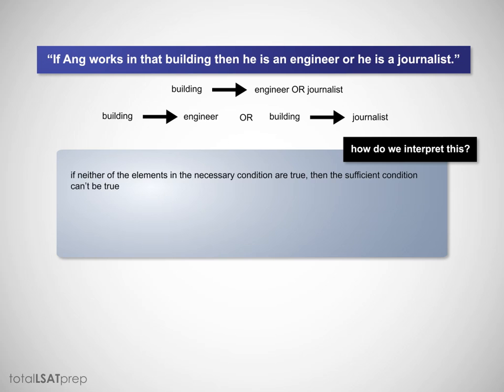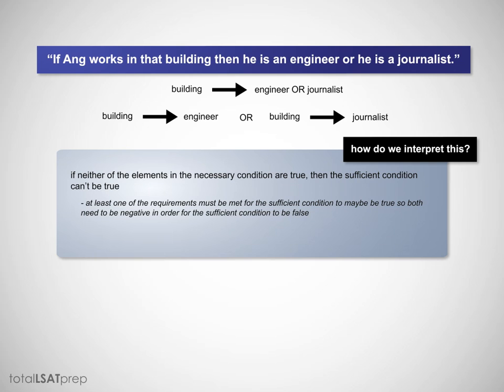Now, if neither of the elements in the necessary condition are true, then the sufficient condition can't be true. At least one of the requirements must be met for the sufficient condition to maybe be true, so both need to be negative in order for the sufficient condition to be false, which is why in our contrapositive we have not engineer and not journalist, followed by an arrow, followed by not in the building.